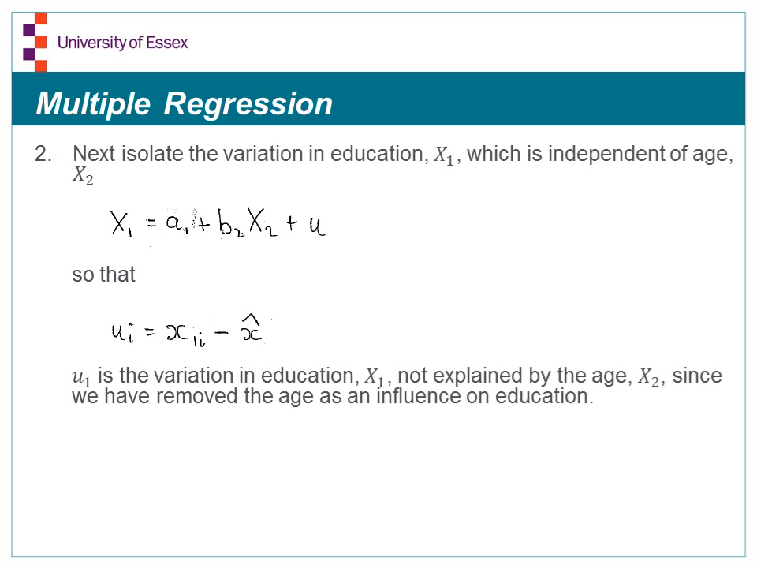What we're going to do next is try and play the same kind of game. This time I'm going to isolate the variation in x1 that's independent of age. So I'm going to say that x1 is equal to a1 plus b1x2 plus u this time, where u is x1i minus x hat. So in this case u1 is the variation in education not explained by age, since by doing this we're removing age as an influence on education.